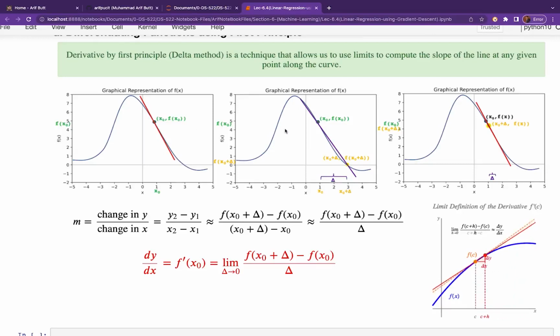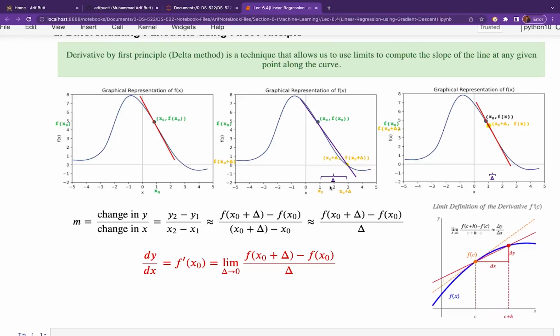Consider this middle graph now, where I have taken 2 points on the curve. The first point is x0, f of x0, and the second point is x0 plus delta, f of x0 plus delta. Well, this green dot corresponds to x is equal to x0, while this yellow dot corresponds to x is equal to x0 plus delta, where delta is a small value, a small change in x.